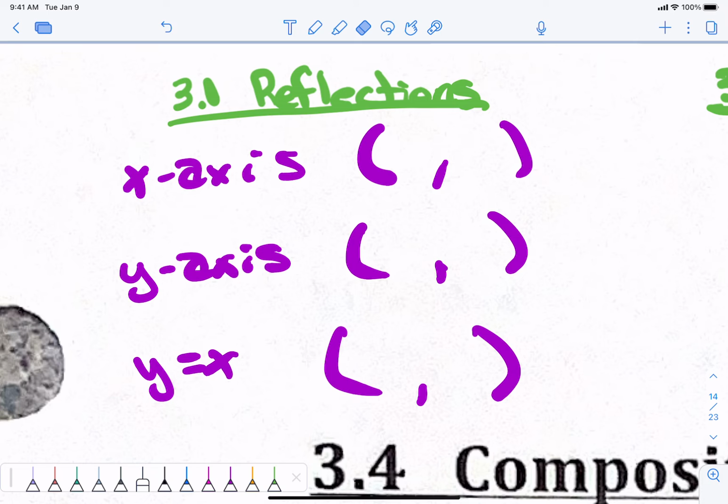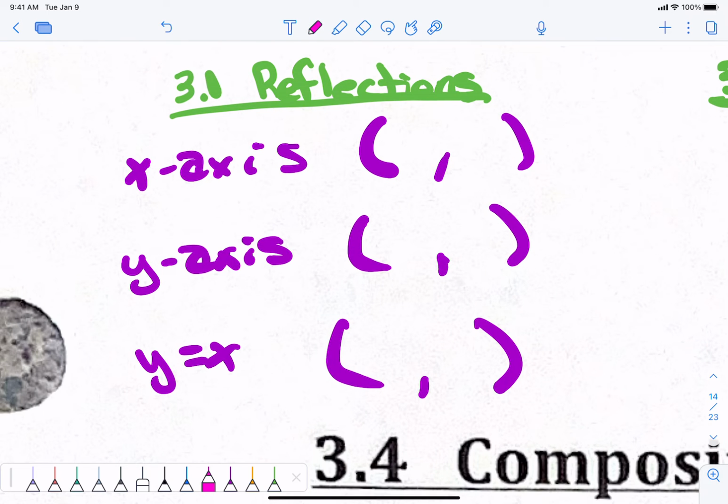All right, so let's see if you can remember these. If you're reflecting something across the y-axis, what do you do with the coordinates? You flip them? Nope, you don't flip them. Just the y becomes negative. Rotation is when you flip them. Over the x-axis, the y becomes negative. Oh, sorry. X-axis, the y becomes negative. Y-axis, the x becomes negative.